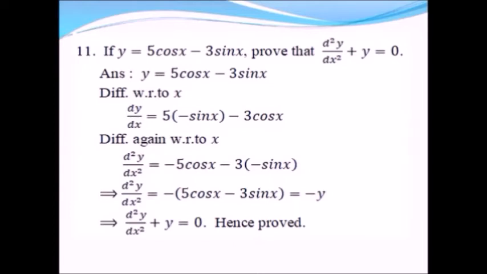Now again you differentiate, you will get d square y by dx square is equal to minus 5 as it is, differentiation of sin x is cos x, minus 3 as it is, differentiation of cos x is minus sin x. Now from this I am taking minus outside and the remaining is 5 cos x minus 3 sin x. From the question given, y is equal to 5 cos x minus 3 sin x. So that is the same as d square y by dx square is equal to minus y. Write minus y on the left side, you will get d square y by dx square plus y is equal to 0, which is the required equation, hence it is proved.